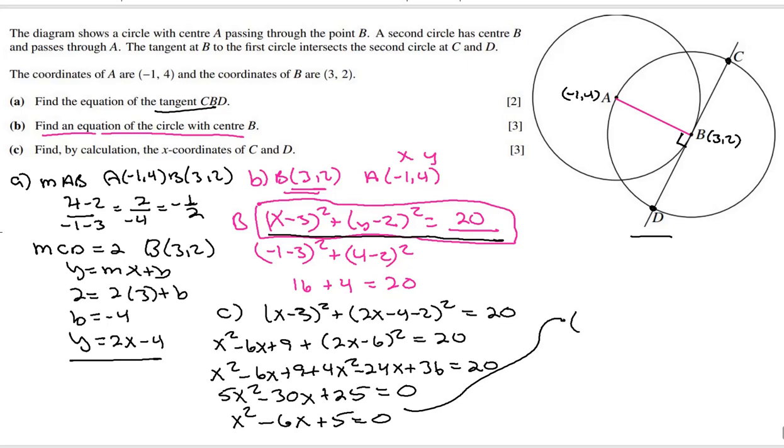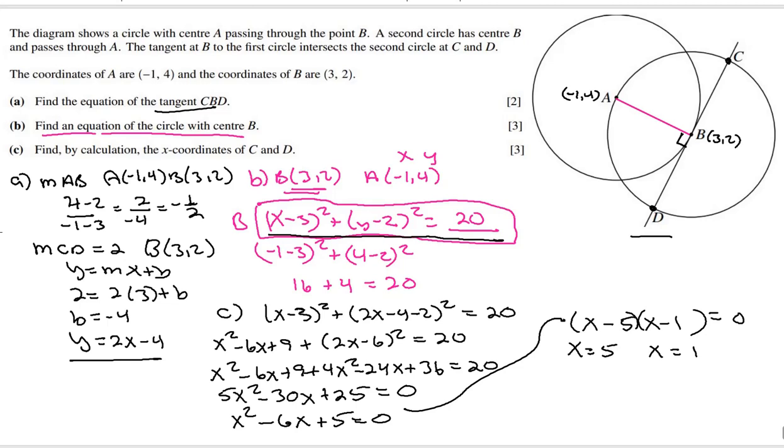This is going to be x and x. I need two numbers to multiply to get 5 and add to get 6. That's going to be 5 and 1, and they both have to be negative. And I solve this, and I find out that x is going to be 5, and x is going to be 1. And so that gives me my two x coordinates. And then what I'm going to do is plug these into my linear equation.